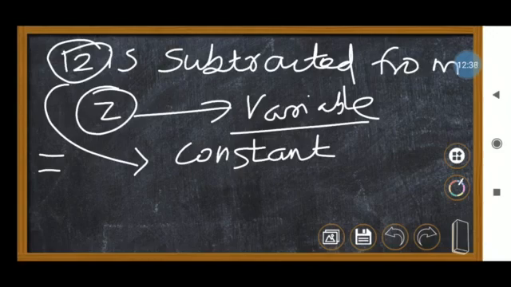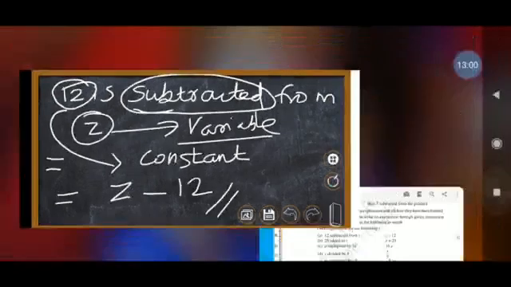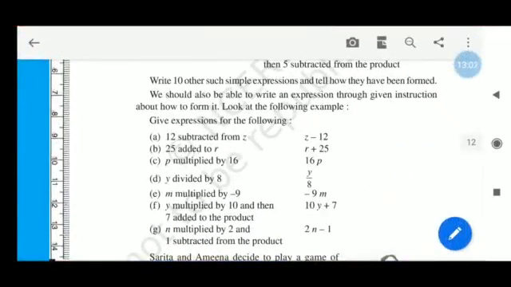Now the question is: 12 is subtracted from Z. From Z only you have to subtract. So first you put the variable, and subtracted means we put minus, and 12. So Z minus 12 is the answer. See here, Z minus 12.